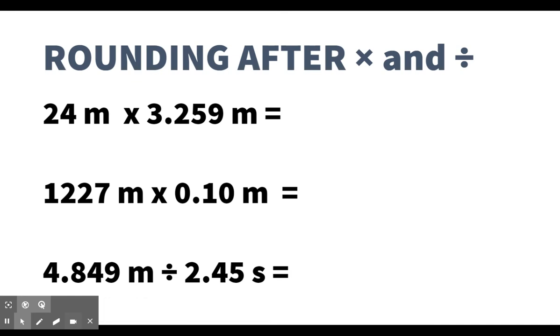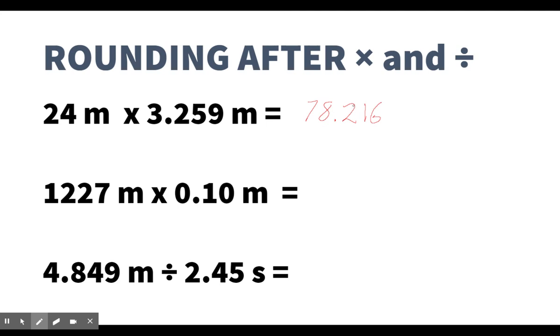Let's do this first problem here, 24 times 3.259. And I'm just going to plug this into my calculator, 24 times 3.259. And the answer that I get in the end is 78.216. That's the full number that my calculator gives me. Now I have to question, do I get to keep that whole number? I'm going to give you a hint.